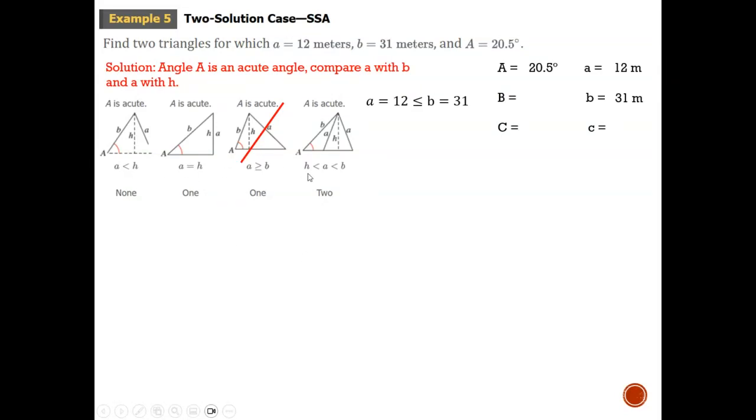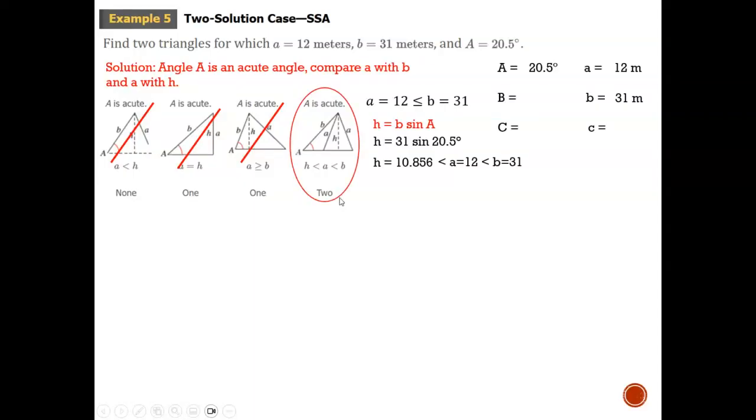For the other ones, I need to know my H value in order to compare. So I'm going to go ahead and find H, which is B times sine A. So B is 31, angle A is 20.5, evaluate there, and H is 10.856. So let's look at that. If H is 10 and little a is 12, it can't be this triangle because H is not bigger than A. It can't be this option because H is not equal to A, right? What we have here is that A is bigger than H, and then B is even bigger than A, so it matches this triangle right here.